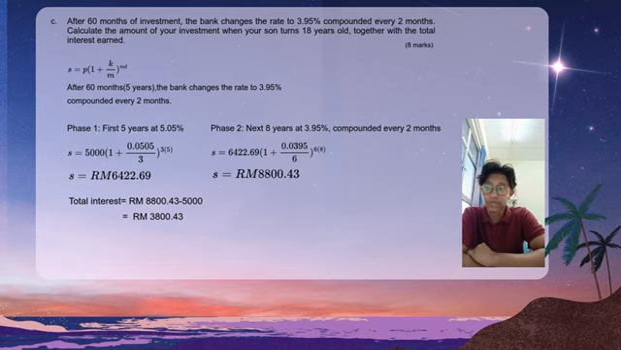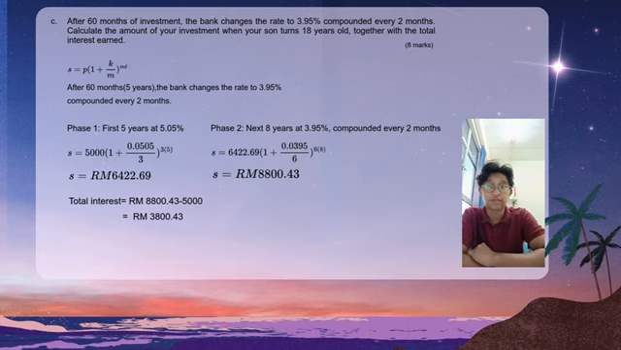So we're moving on to the first phase. We will be using 5000 as P, 0.0505 as K, 3 as M, and 5 as T. And when we combine it together and use a calculator to solve it, we will get RM 6422.69.